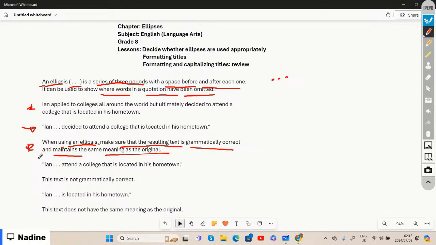And then if we look at this example over here, where the resulting text needs to be grammatically correct, and it still needs to maintain the same meaning of the original, right? It says Ian attend a college that is located in his hometown.